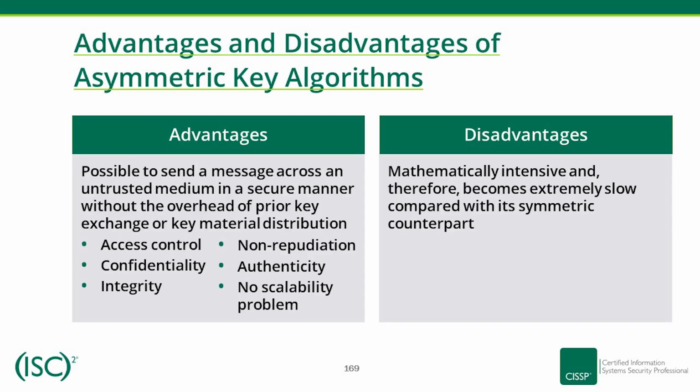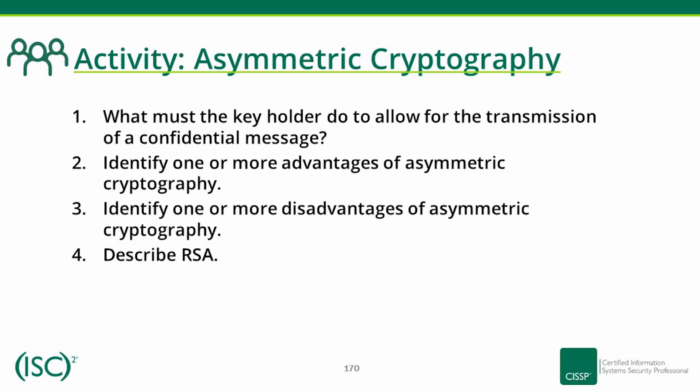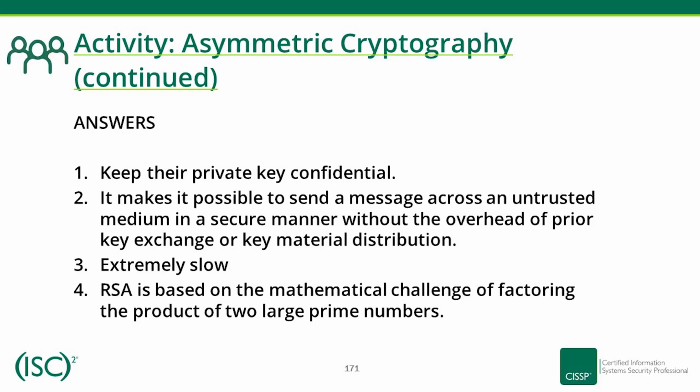Activity, asymmetric cryptography. 1. What must the key holder do to allow for the transmission of a confidential message? 2. Identify one or more advantages of asymmetric cryptography. 3. Identify one or more disadvantages of asymmetric cryptography. 4. Describe RSA.